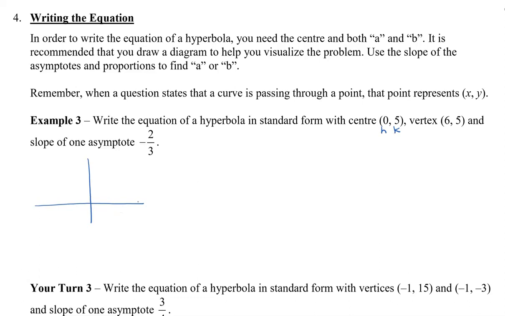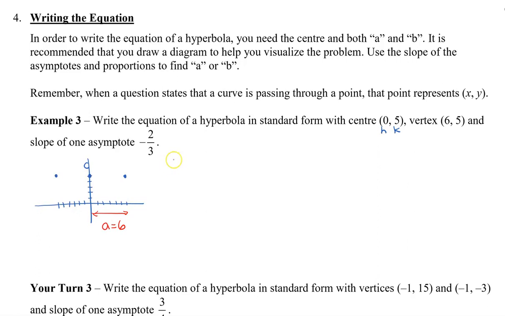So we have center 0, 5. And we have a vertex at 6, 5. So this is our center. And we then know that this hyperbola opens left and right since the vertex is 6, 5. So we also have another vertex at negative 6, 5. All right, now that's helpful because now we know that this distance here, or it's our horizontal distance, A is equal to 6.